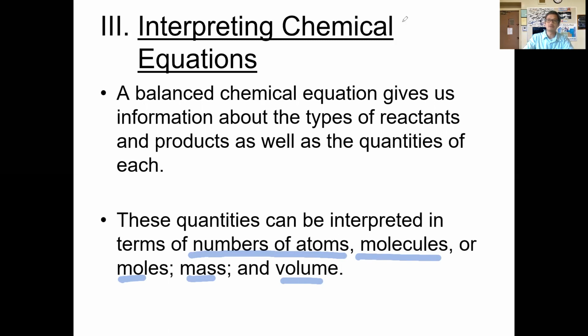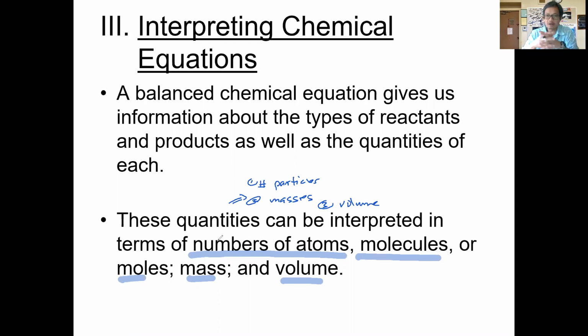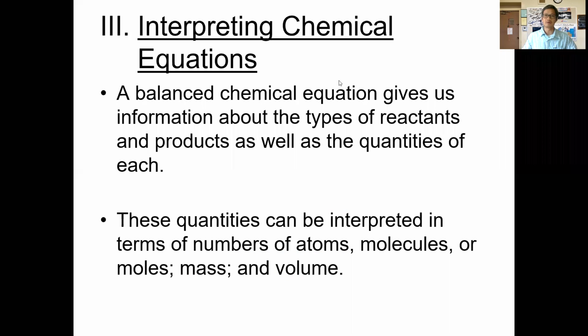And remember, when we deal with quantities, we're dealing with number of particles, we are dealing with masses of the substances, and we are dealing with volume. That's what we were talking about back in chapter 10. So when we interpret the reactants and products in terms of their quantities, we should be able to interpret it in terms of particles, in terms of mass, and in terms of volume as well. Make sure you keep that in mind as we move forward. That's our goal.